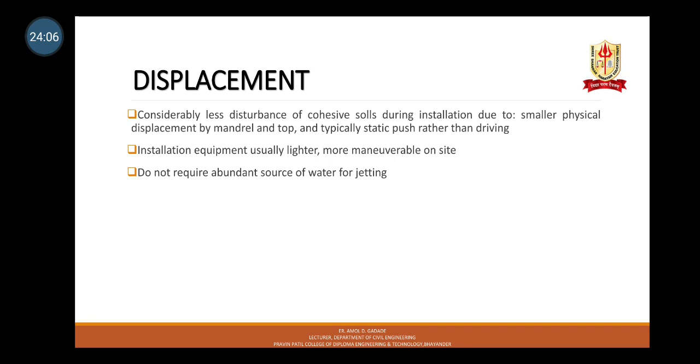Considerably less disturbance of cohesive soils during installation due to smaller physical displacement by mandrel and tip, and typically static push rather than driving. Installation equipment is lighter, more maneuverable on site, and does not require abundant source of water for jetting.